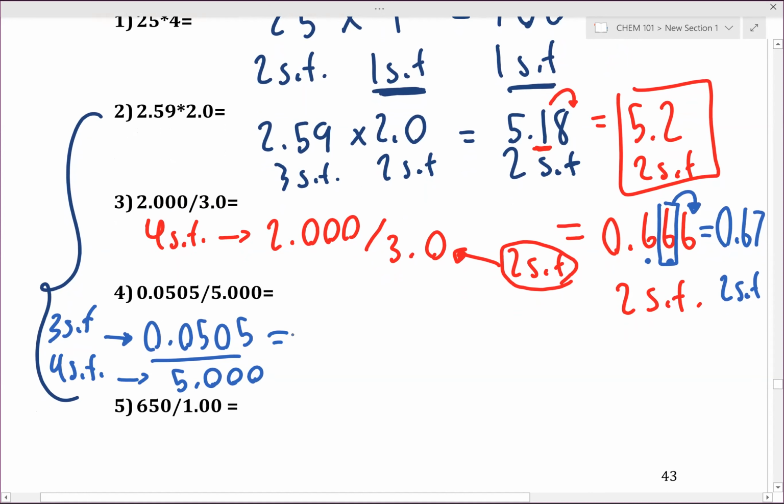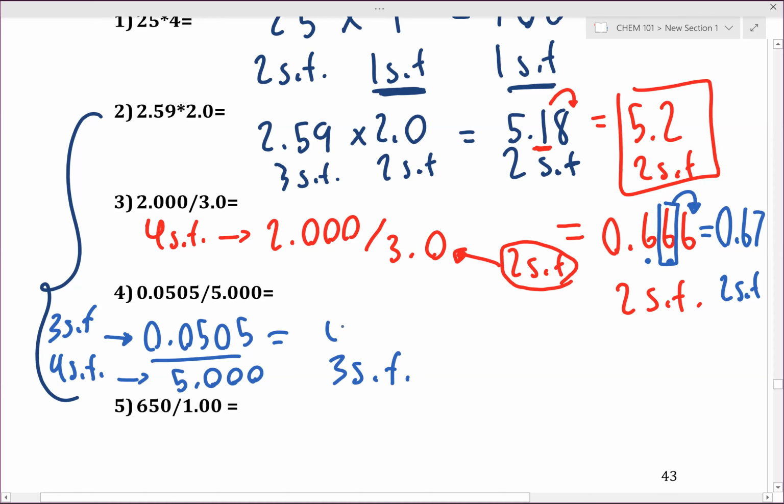Okay, so how many significant figures do we need to report in our answer? What's less, 3 or 4? 3. So we need to report 3 significant figures in our answer. So let's do this calculation in our calculator. So we have 0.0505 divided by 5.000. And we get the following answer, 0.0101. Okay, so let's write that down.